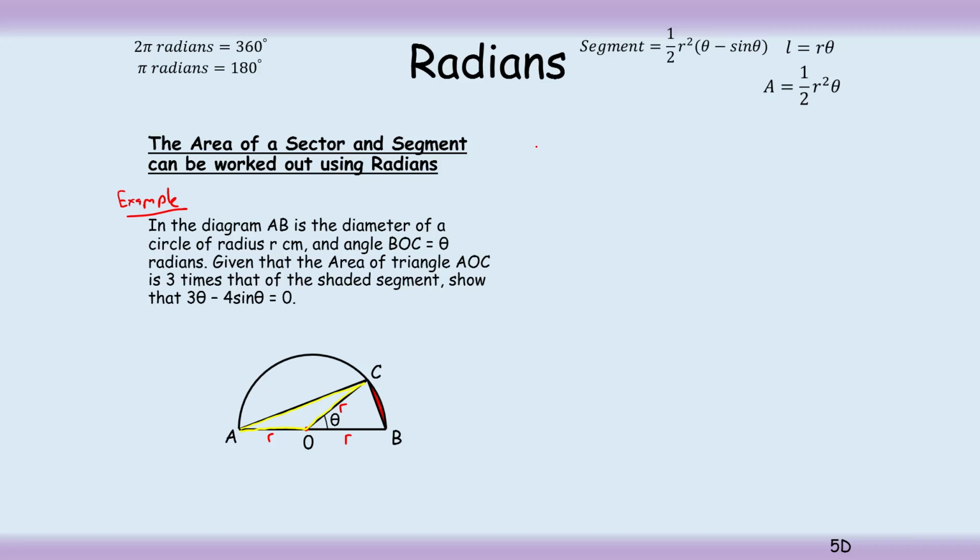What's the area then of the segment? Area of the segment. Radius is R, angle is theta, so it's going to be equal to a half R squared theta minus sine theta. They've given us the information on the area of the triangle AOC, 3 times the shaded segment. But what is the area of the triangle AOC?